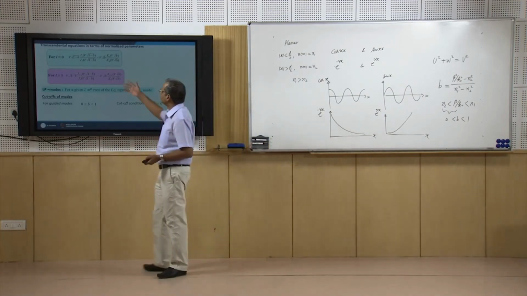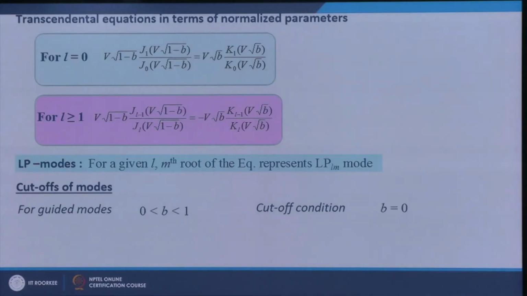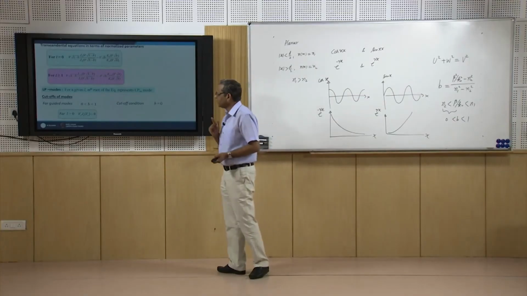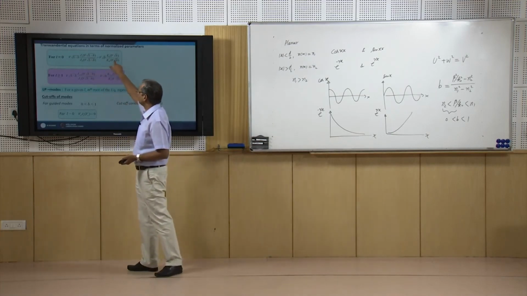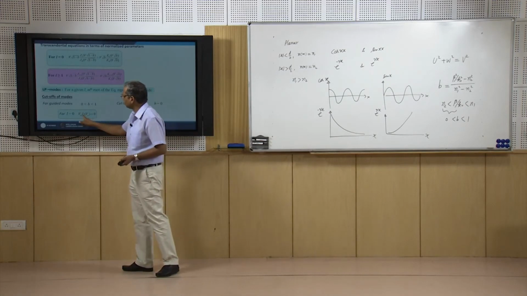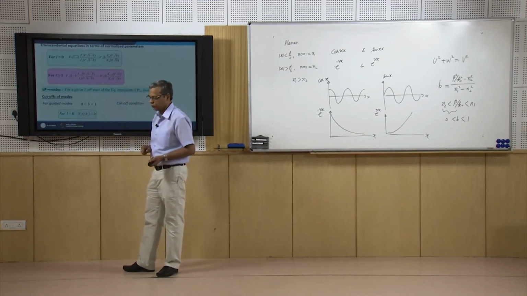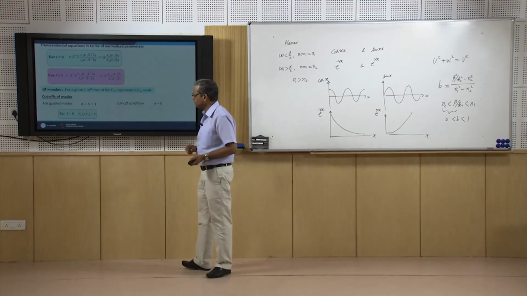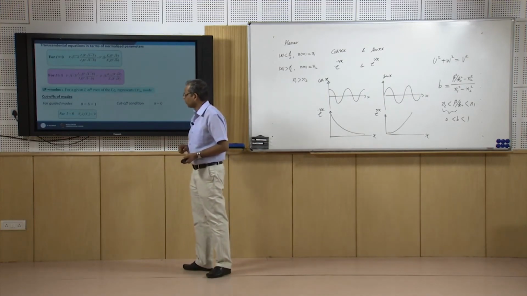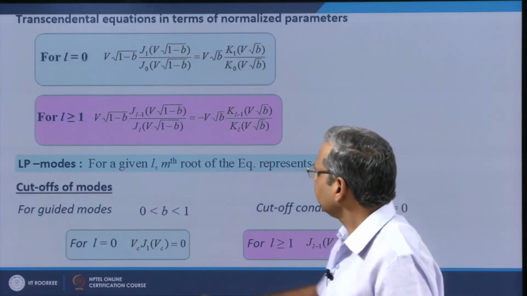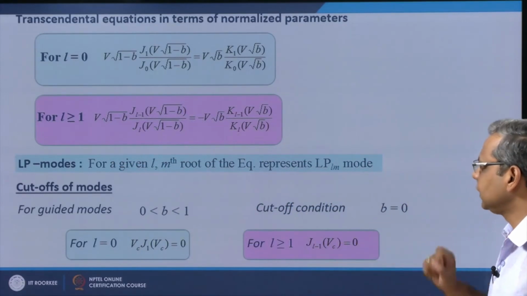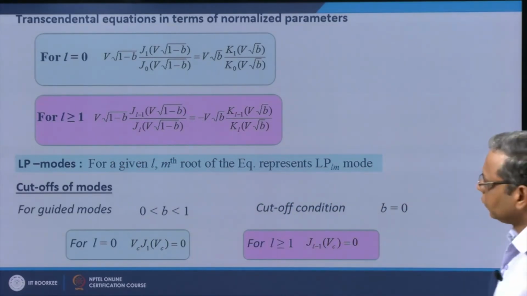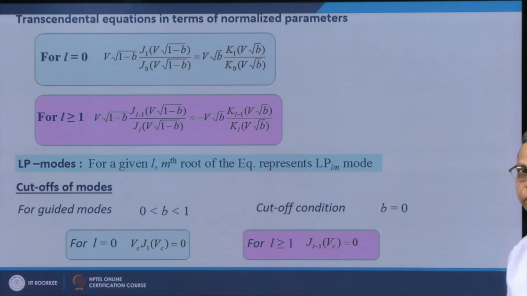So, if I put b equal to 0 here, I will get the cutoffs for different values of L. So, for L equal to 0, this is the equation, and if I put b equal to 0, then the cutoffs are defined by Vc J1 Vc equal to 0, where Vc are the cutoffs. For all L greater than or equal to 1, the cutoffs will be defined from here, which are J L minus 1 Vc equal to 0. So, from here I can get the cutoffs of various modes.